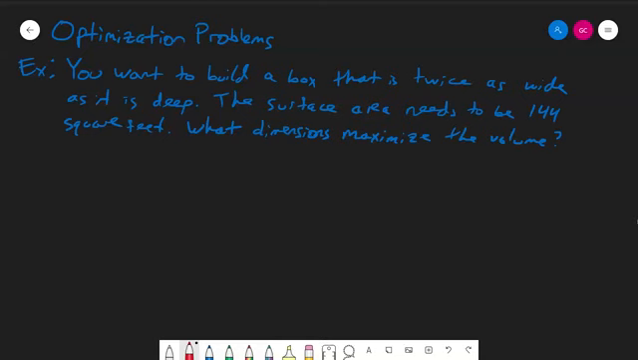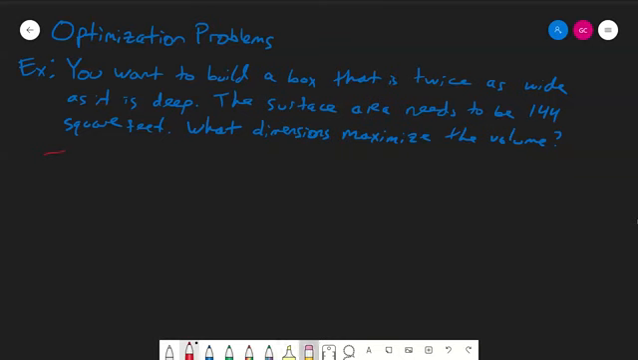Now let's look at an optimization problem that starts off as a word problem. Here we want to build a box that is twice as wide as it is deep, and we want the surface area to be 144 square feet. And the question is, what dimensions maximize the volume?